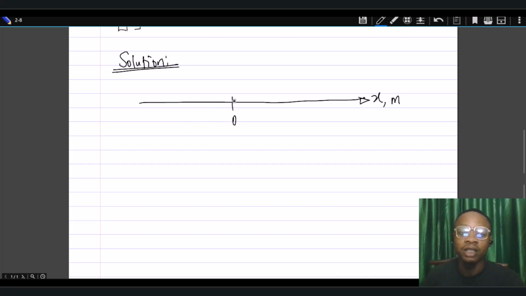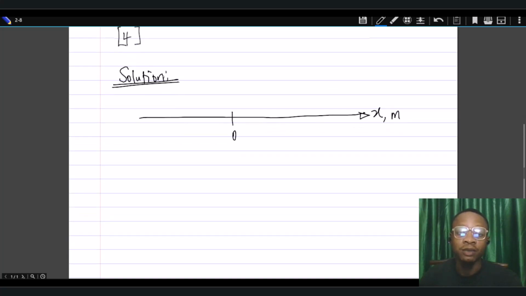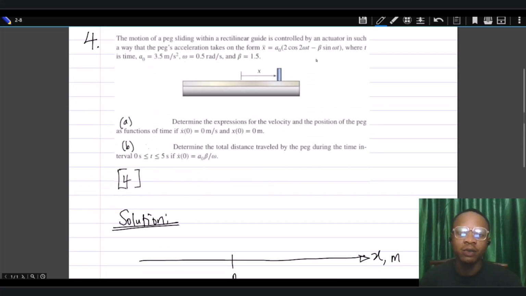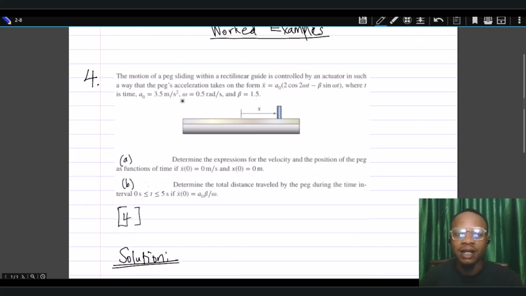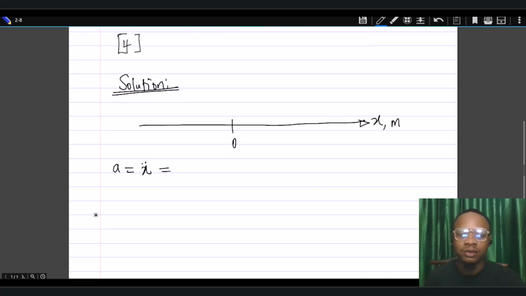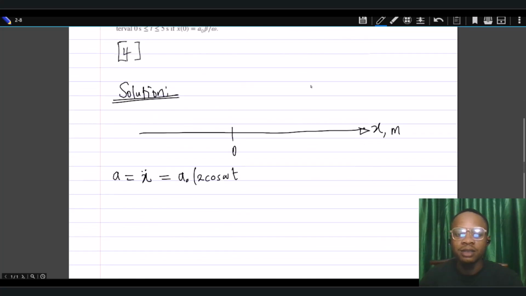Okay, we may or may not need it. And if we need it for the second part, we might have to draw another one for it. So let's identify what we have been given and proceed. We have been given x double dot. So we just identify that acceleration is, of course, x double dot, and that has been given as a naught into 2 cos 2 omega t.